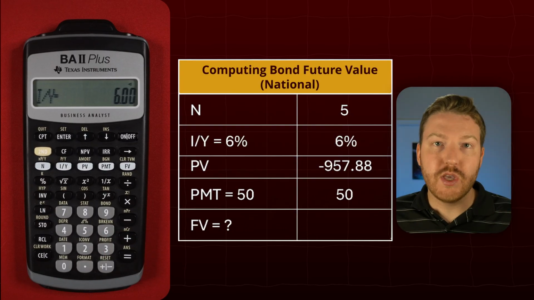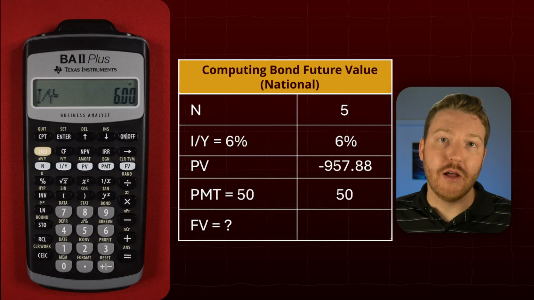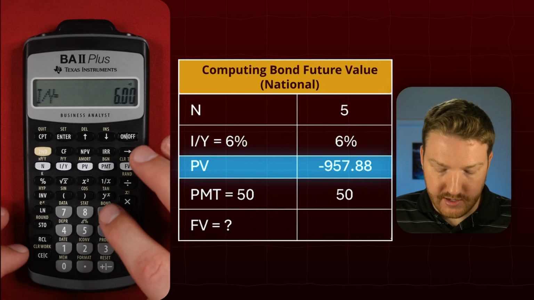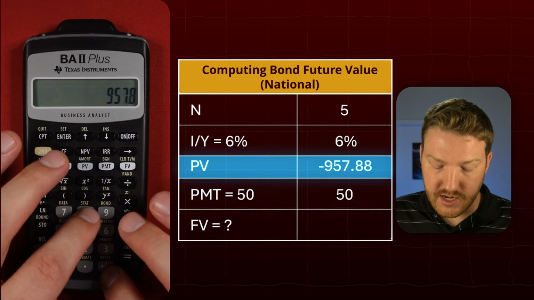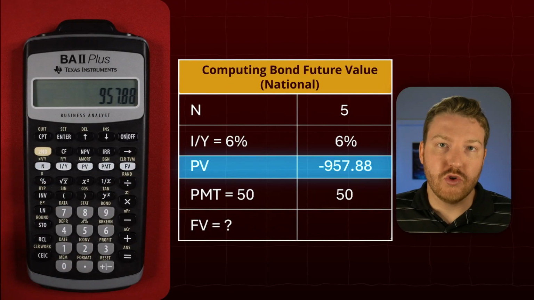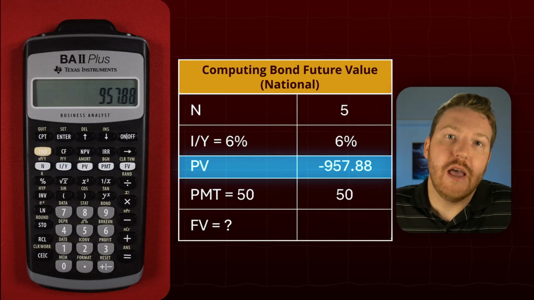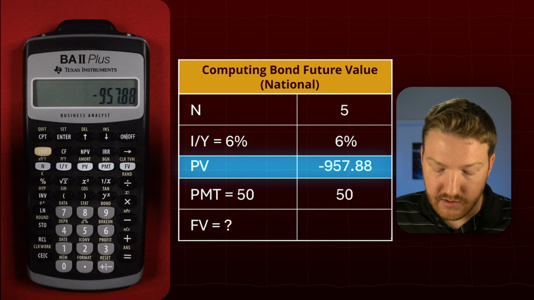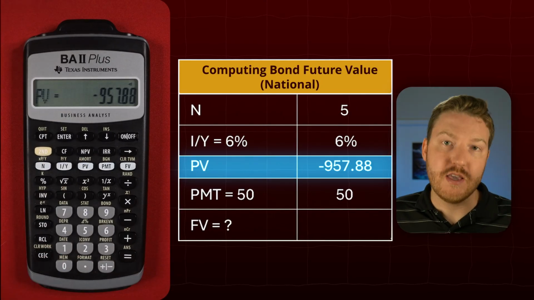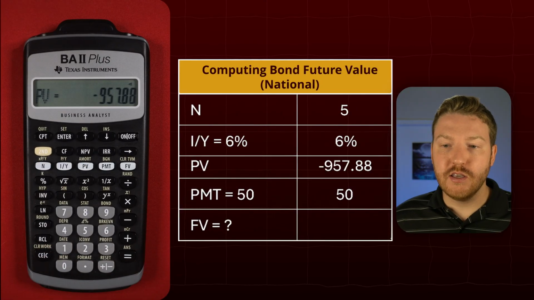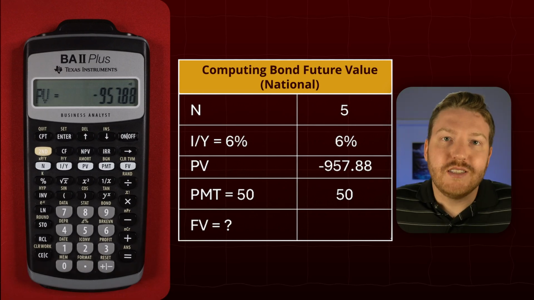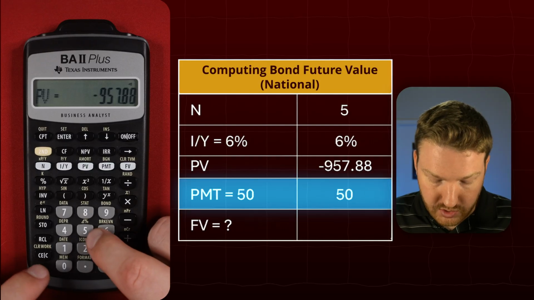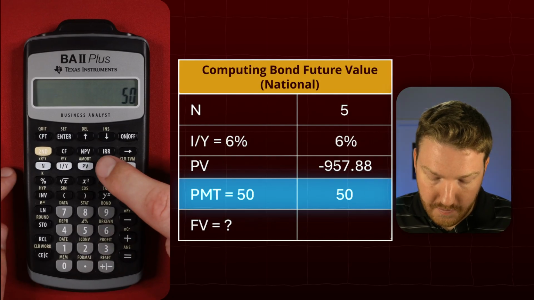And then let's say we can look at the market price of this bond right now and just observe that the current price is that it's selling for $957.88. But because we're trying to buy the bond, that would be a negative cash outflow initially. So let's hit this right here to make it negative, and then we'll hit present value or PV to lock that in. And then finally, we need to put in the payment. So let's say that this bond receives a coupon of $50 per year. So let's do 50 for payment.